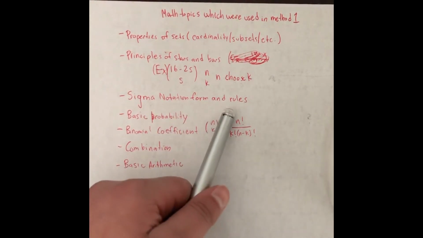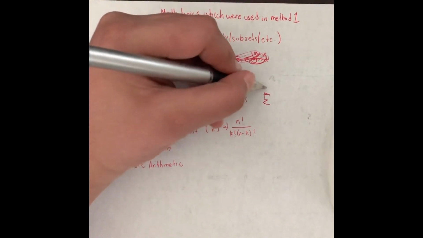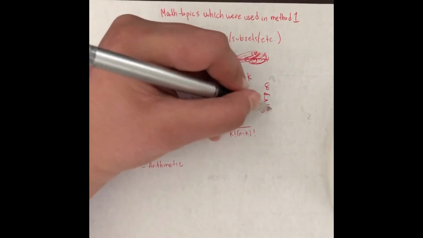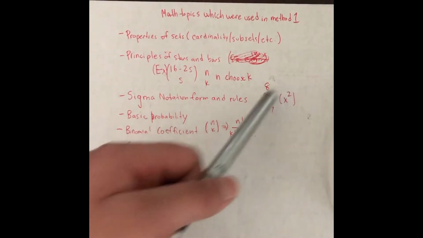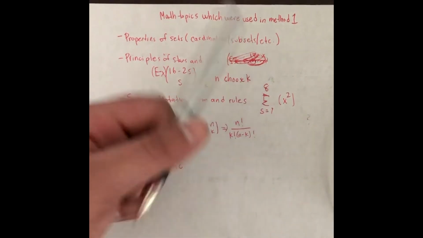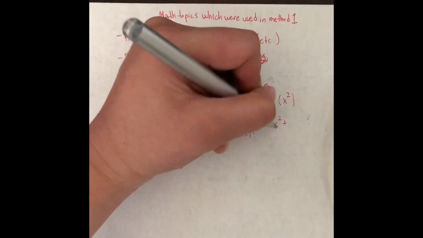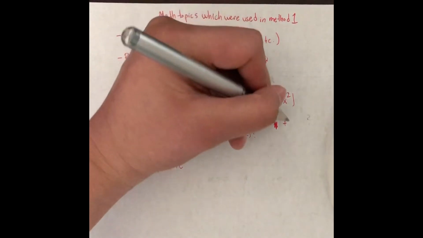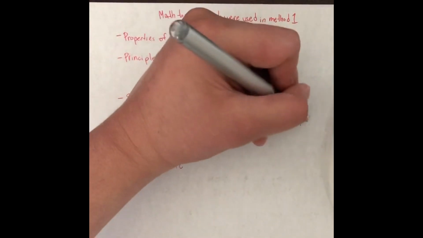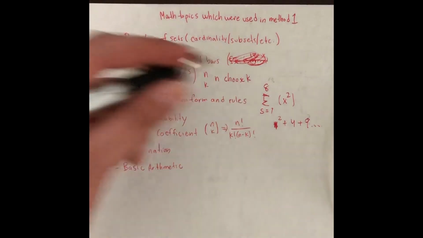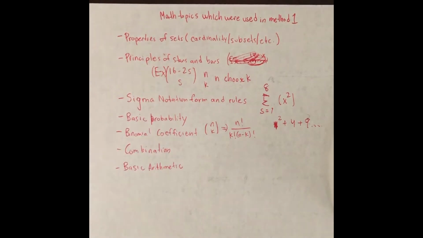Sigma notation form and rules. So that's something like sigma from s equals 1 to 8 of the function x squared. So that means that you evaluate this function for all the values of s ranging from 1 to 8, and you add them. So that would be 1 to the power of 2, that's 1, plus 2 to the power of 2, that's 4, plus 3 to the power of 2, that's 9, and so on. So that's sigma notation.